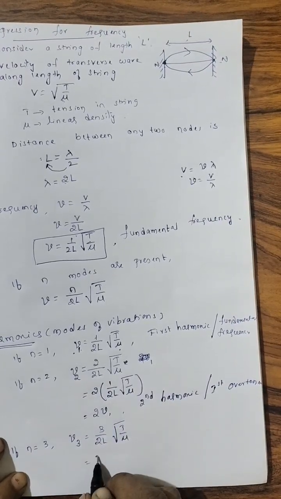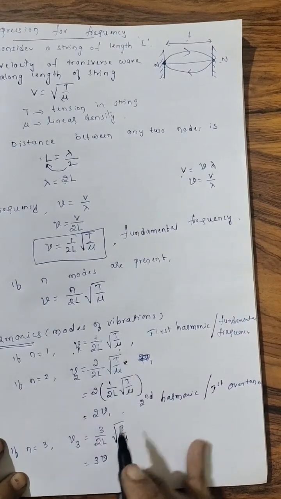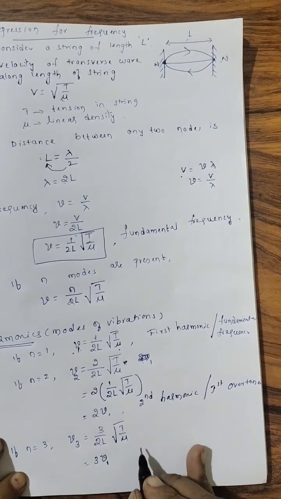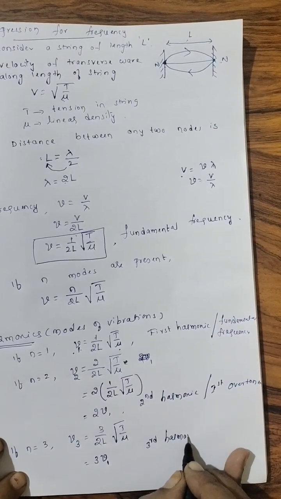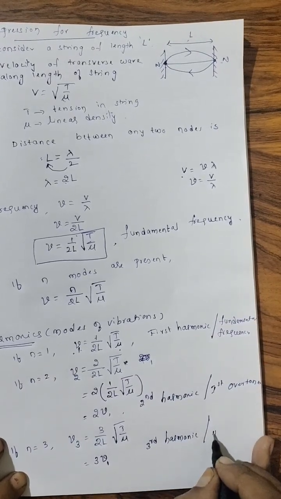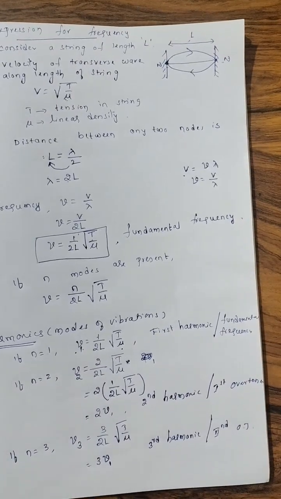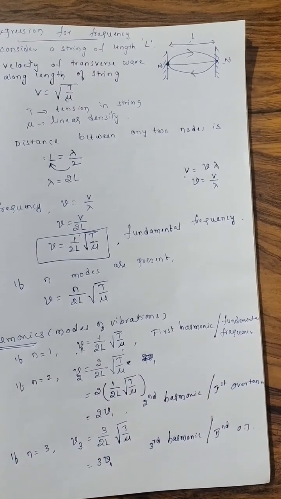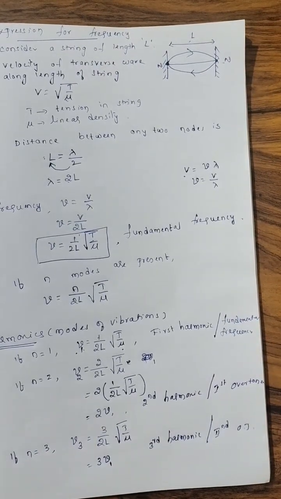That is equal to 3. Same, in place of 1 by 2L under root T by mu, I am writing nu 1. This we call third harmonic or second overtone. In such a way, we can go on writing. So, by this we completed the formation of stationary waves in stretched strings, their modes of vibration.